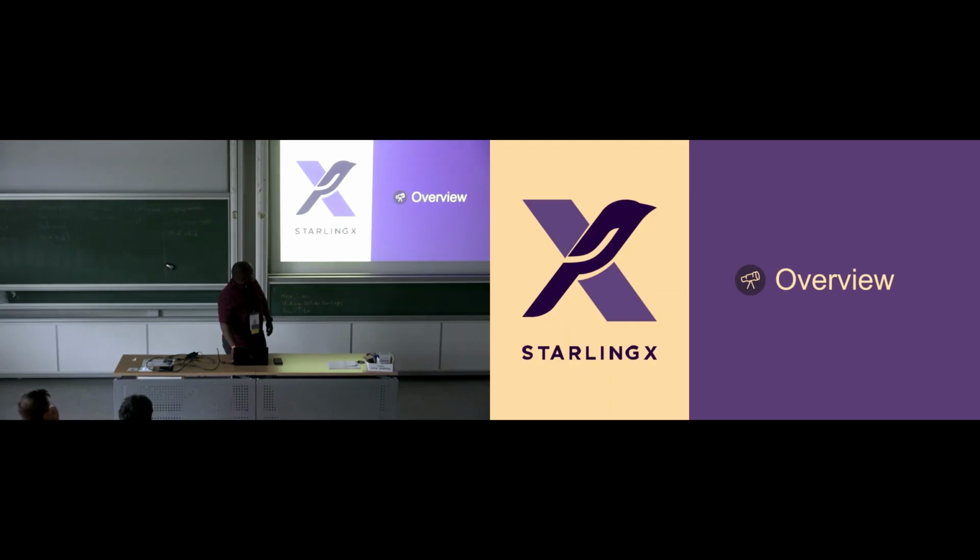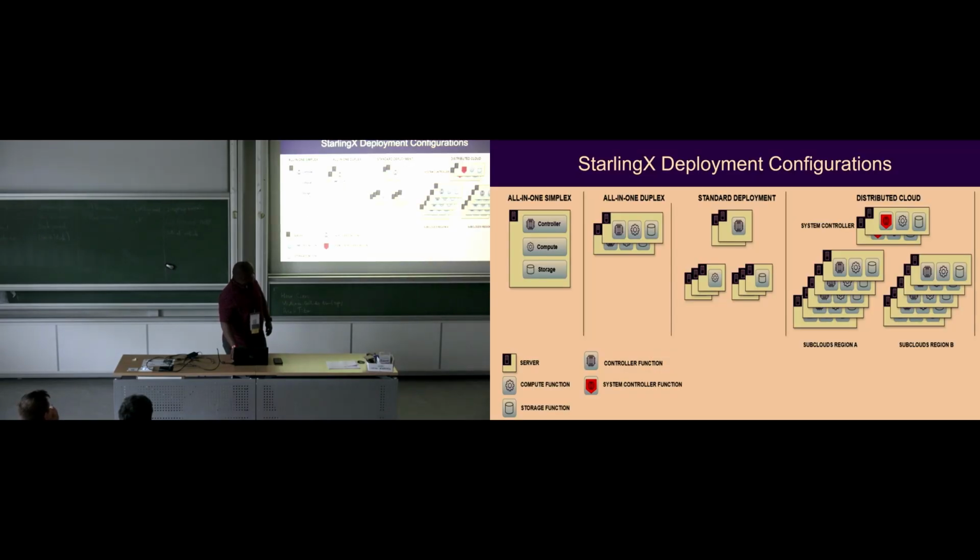So, start with the overview. We have a variety of deployment configurations in StarlingX. We have the all-in-one deployment configuration where we have all functions in one node or one server: controller function, compute, and storage. That doesn't give you HA, at least from critical infrastructure services.